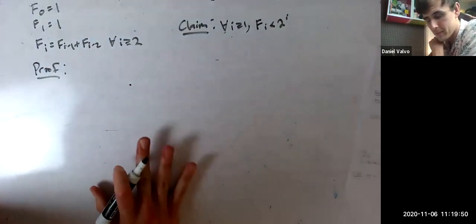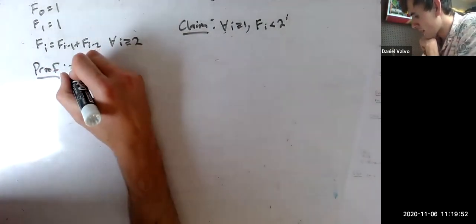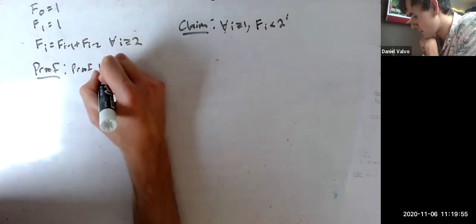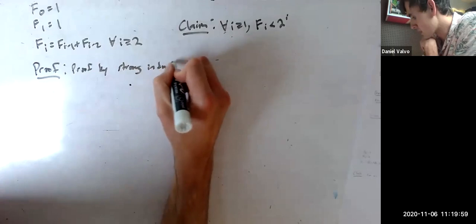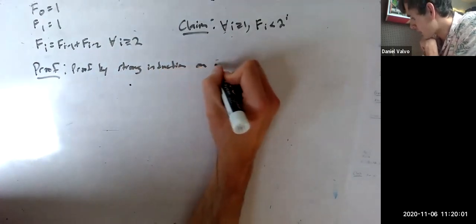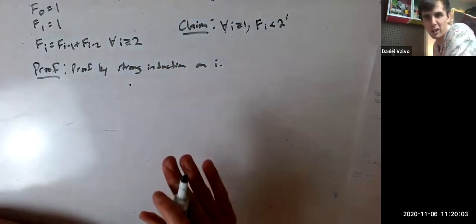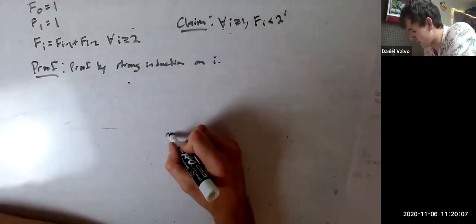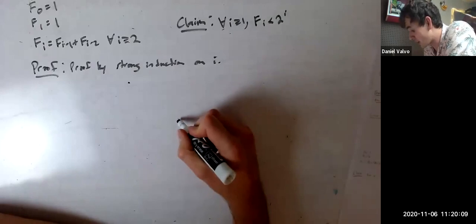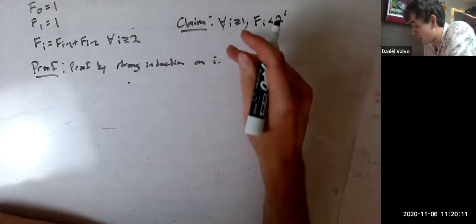So here's the proof. We're going to say proof by strong induction. I'll say on i this time. Doesn't really matter. We can use whatever letter we want. I mean, theoretically, I guess it's like a computer science variable. We could use whole words. There's no reason to introduce a letter, right? We could have made it a whole name.